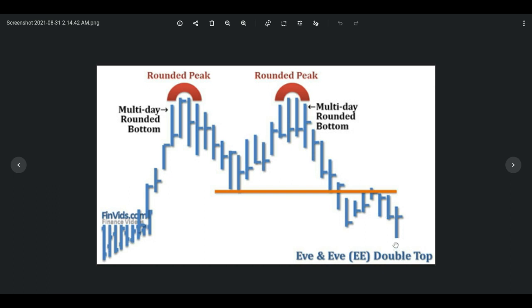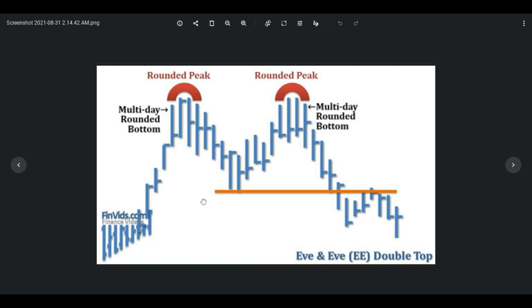Statistical notes: formations with more range between the highs. Right here, this is what they call range consolidation. Formations with more range between the highs and lows, and right here, and right here, perform better than shorter ranges. Formations with declining volume, with heavy volume on the left top up here, perform better. So it'll go further down into a sell.